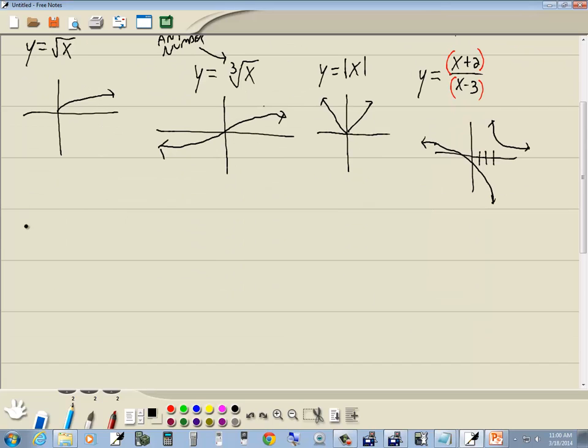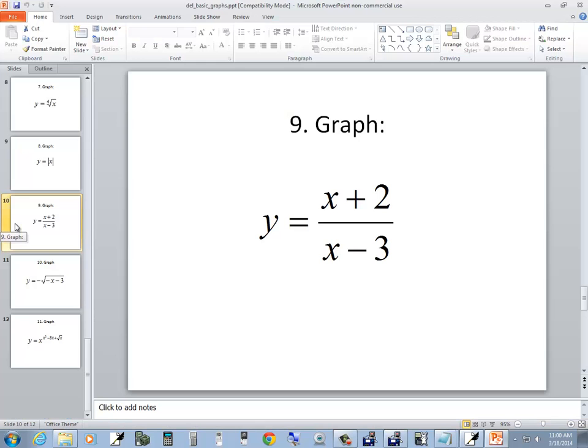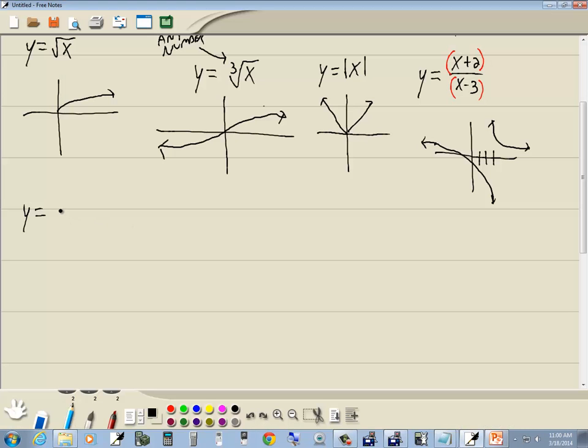Let's take a look at our next one. I think this is one with a lot of negatives. Let's see. Yeah. Y equals a dash, square root, dash, x dash 3.